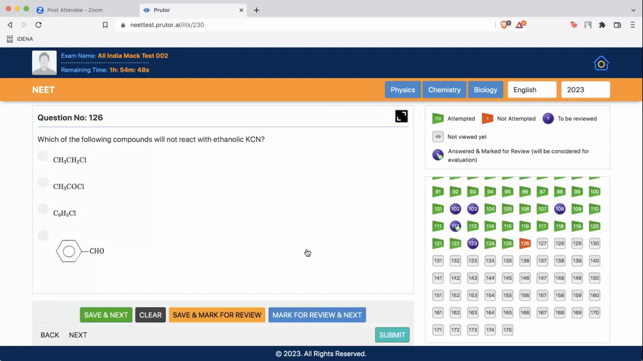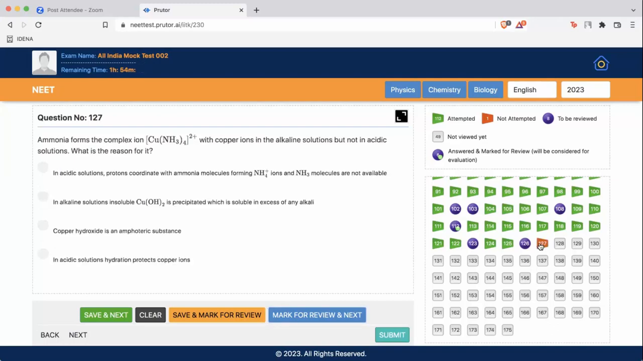Which of the following compounds will not react with ethanolic KCN? Okay, substitution makes sense. CH2Cl. C6H5Cl will not react. Let's mark this for the video next.